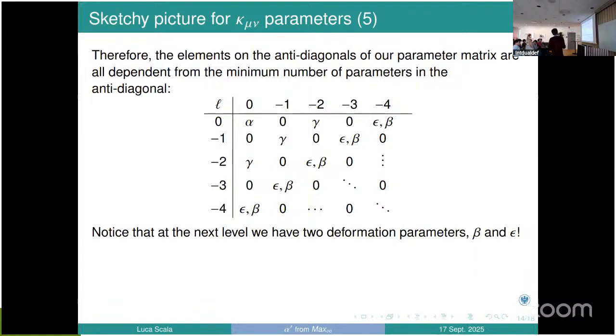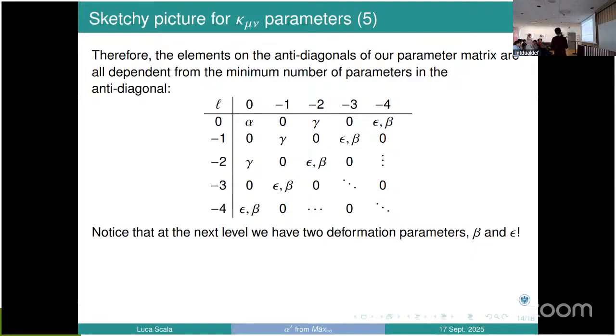And again, so this is 1. Here we identified what this with this, and now we just identified all this term here. Remember, here we have 3 deformation parameters, here 2, here 4, but the minimal number is 2, so everything should be dependent on this anti-diagonal by these 2 parameters. And so we just write on this diagonal that there are 2 deformation parameters, epsilon and beta.